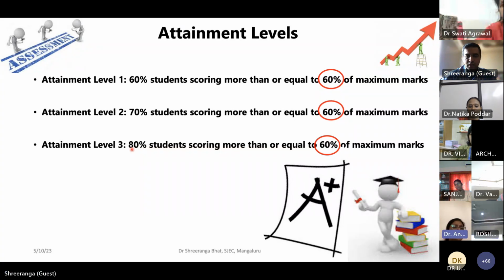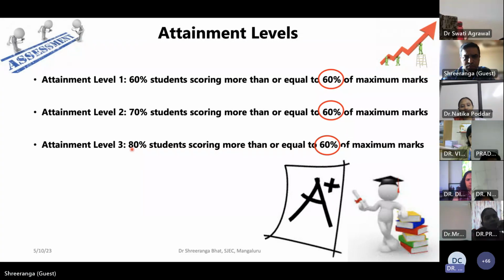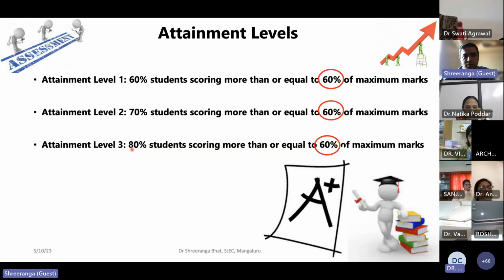Okay. One more question. Is the level calculated only after completing PO attainment, or for every course, every semester? This is for every CO, madam. For every CO, we have to calculate. Yes, madam. Okay, thank you.